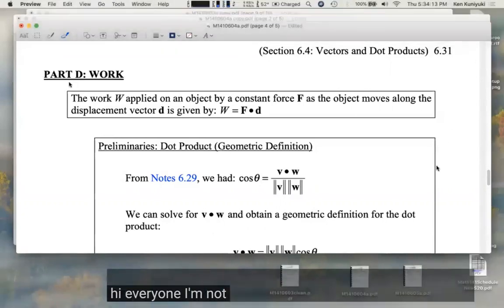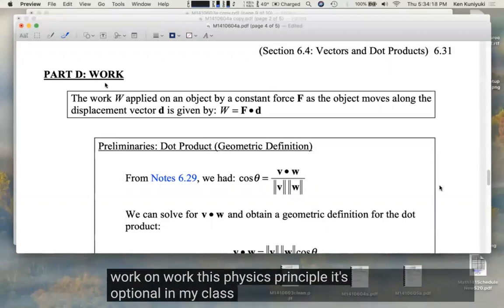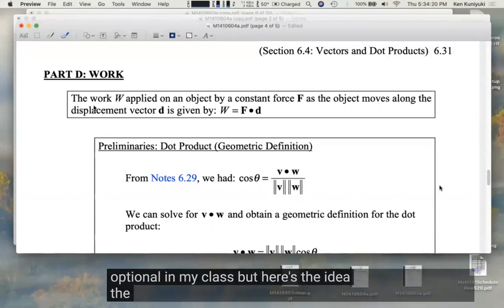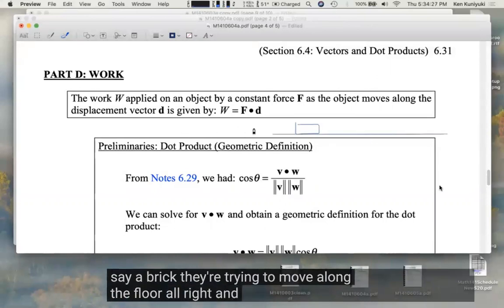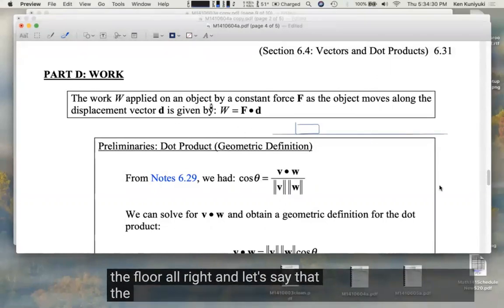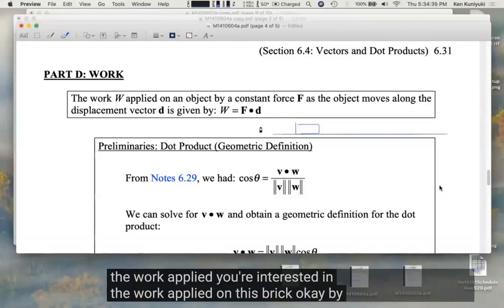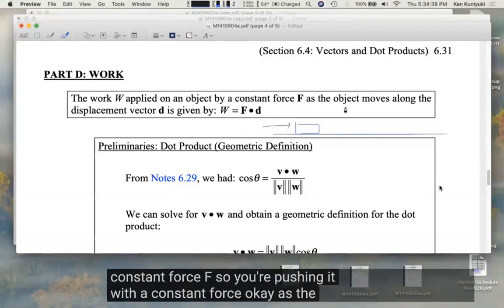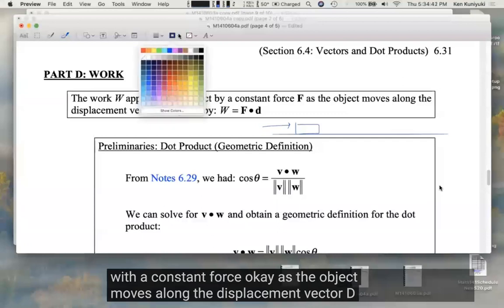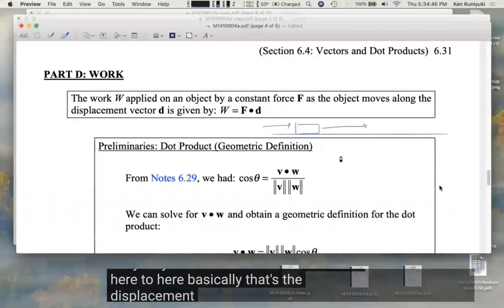Hi, everyone. I'm not going to have you work on work, this physics principle. It's optional in my class. But here's the idea. The work W applied on an object, let's say a brick that you're trying to move along the floor, right? And let's say you're interested in the work applied on this brick by a constant force F. So you're pushing it with a constant force, as the object moves along the displacement vector d. So you want to move the brick from here to here, basically. That's the displacement vector.